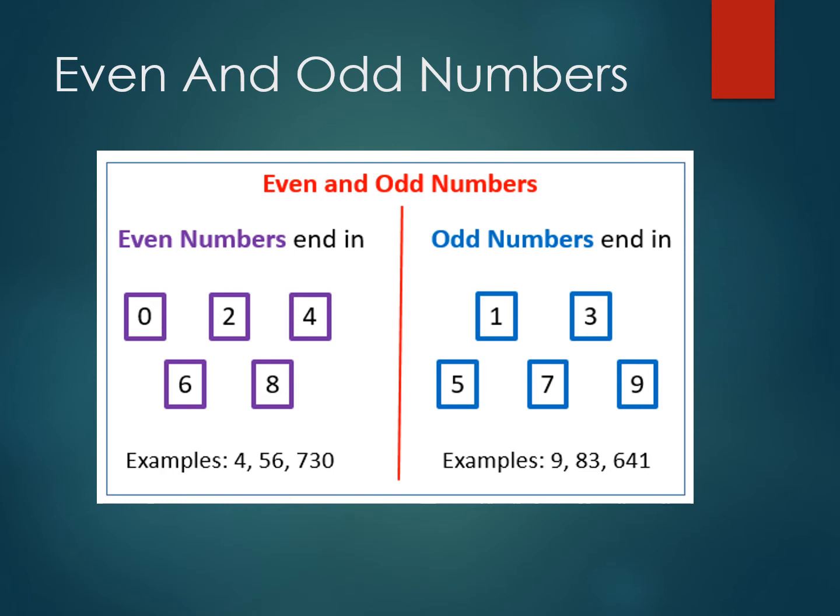So boys and girls, as a result, we look for the ones place. If the ones place is even number, so all the number is even number. And if the ones place is odd number, so all the number will be odd number.